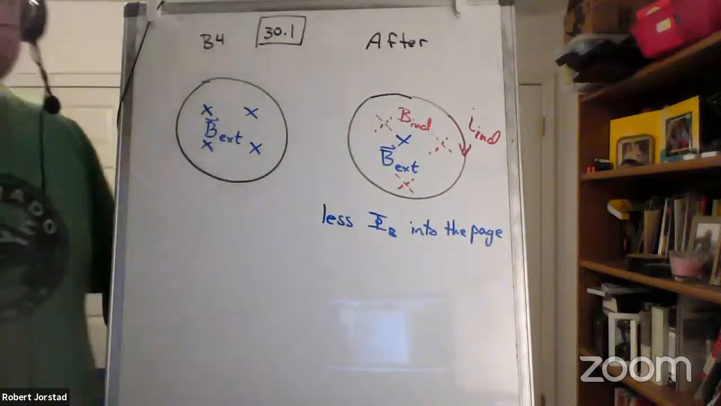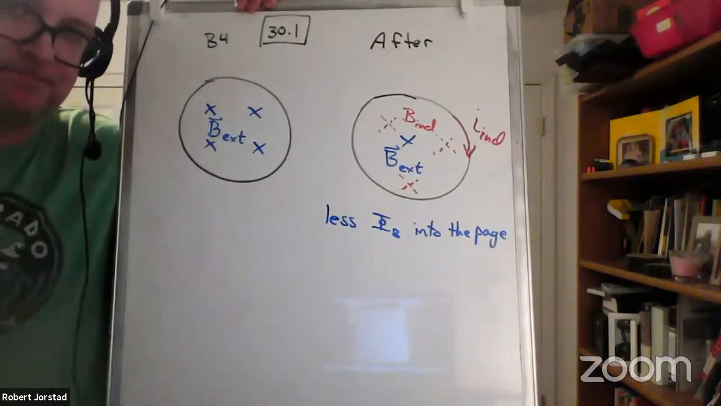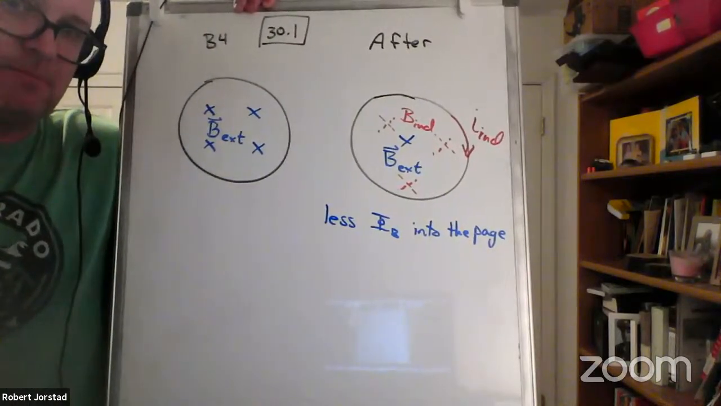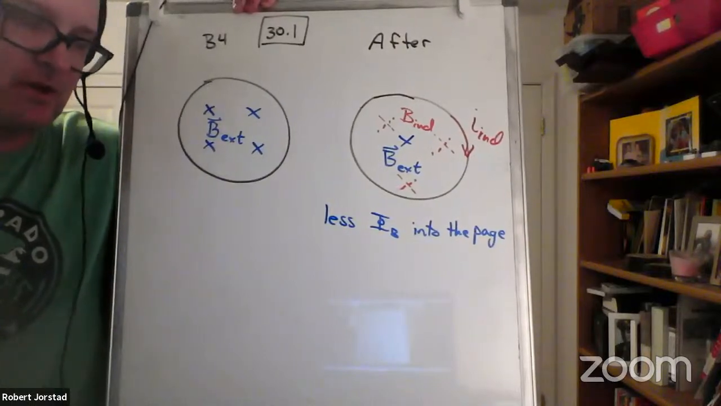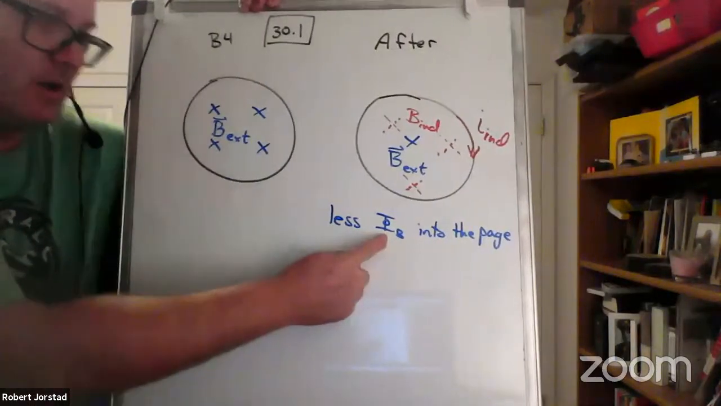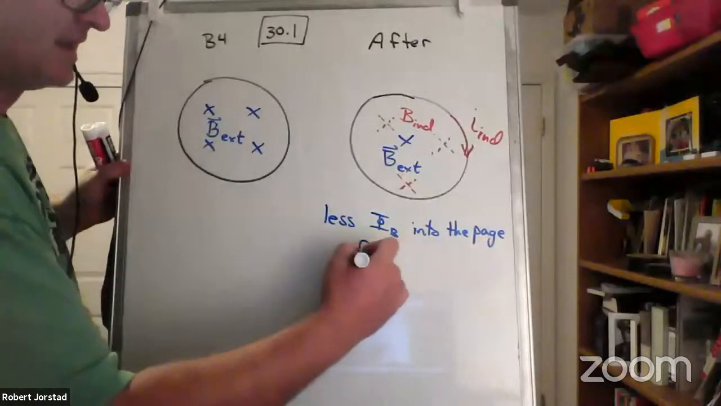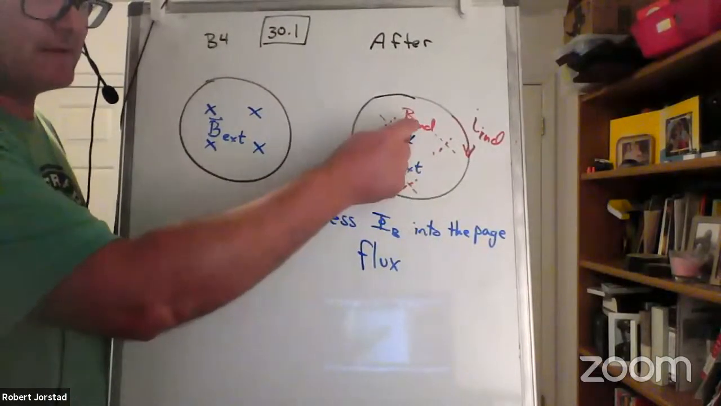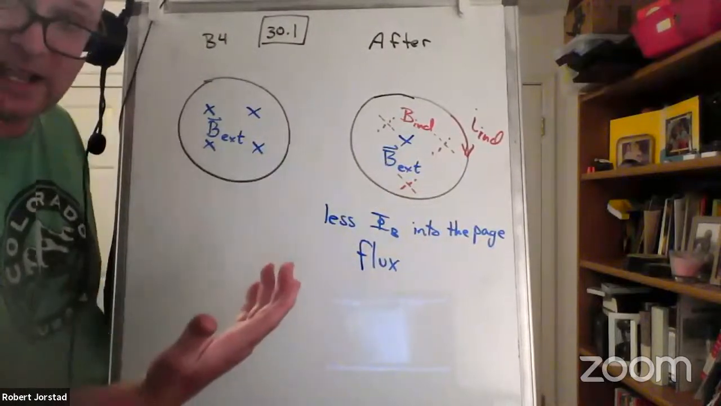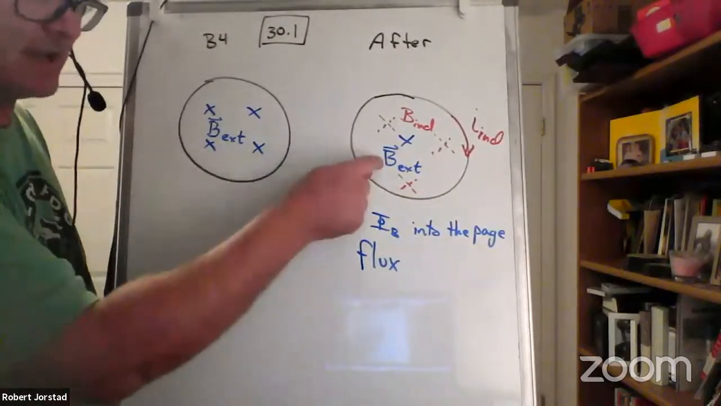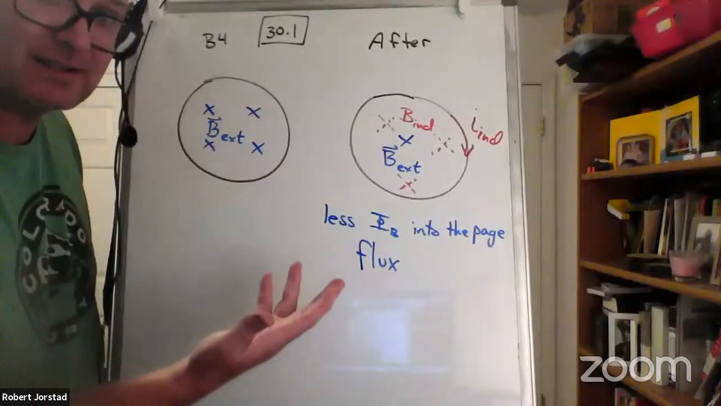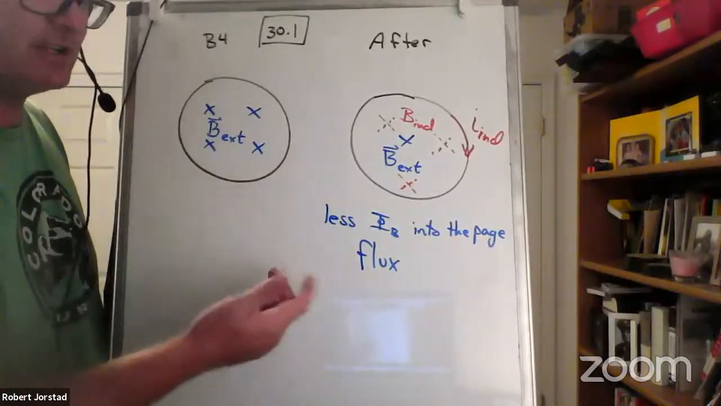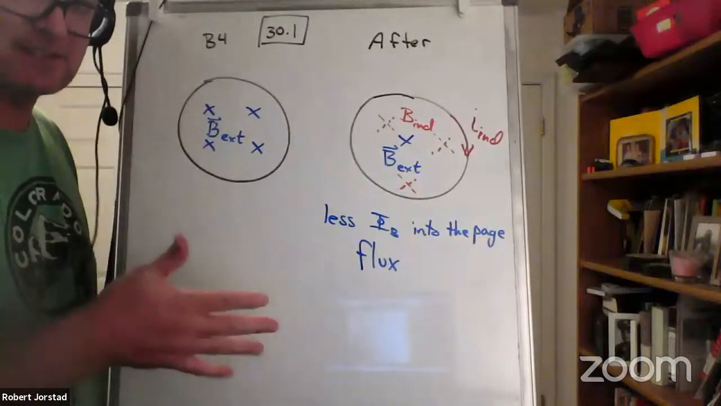I should be careful. I just made a mistake. It does not oppose the field. What does it oppose? What's this called? The flux. Magnetic flux. So we've got to be very careful. Notice the induced current creates a B field that's actually in the same direction as the external field. It is not opposing the external field. It's helping it out. It's opposing the change in flux. See the difference in the sentence?